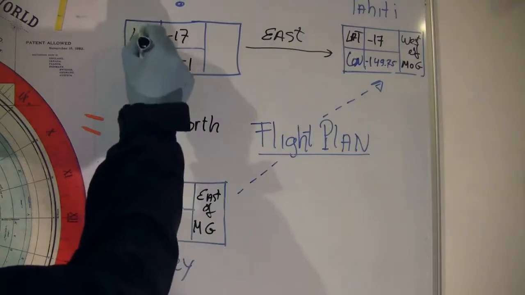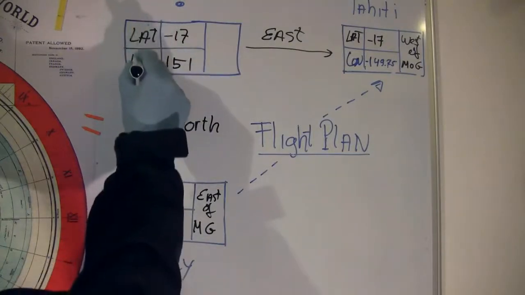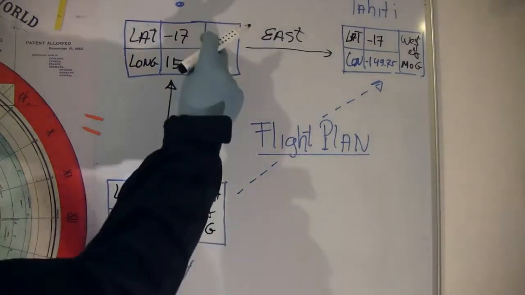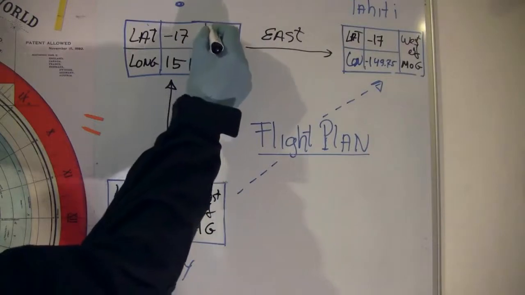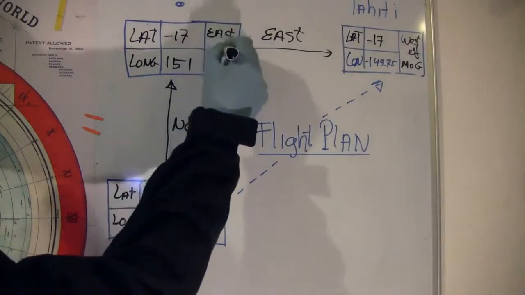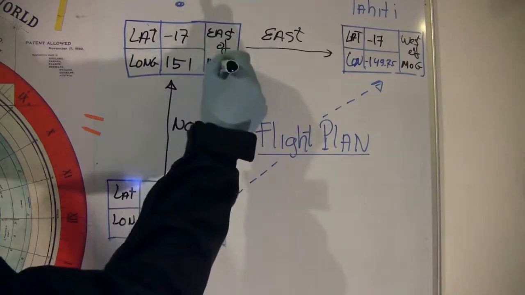This is the latitude and this is longitude. This is east meridian of Greenwich.